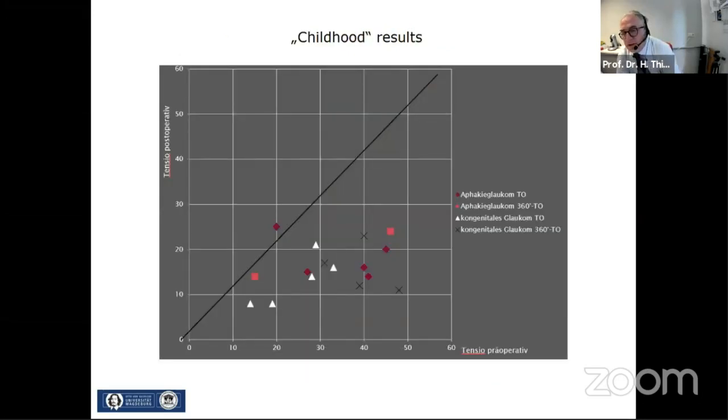These are the data. The children worked out very nicely. None of them had hypotony or phthisis bulbi, all worked fine. And when you make one of these children happy, you make at least two parents happy as well. And I mustn't tell you that.